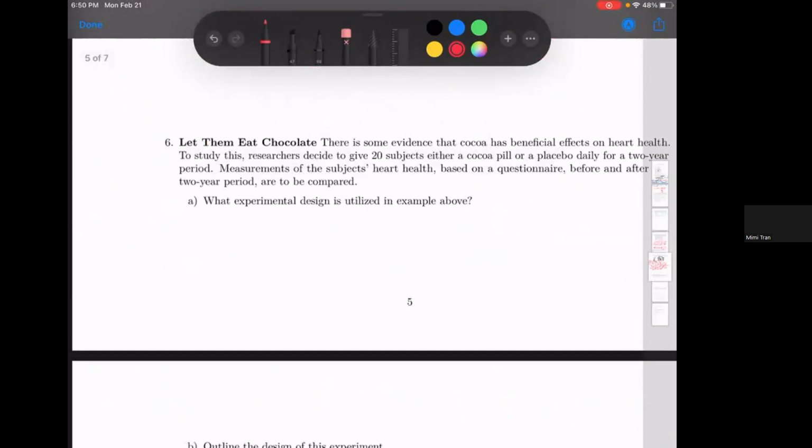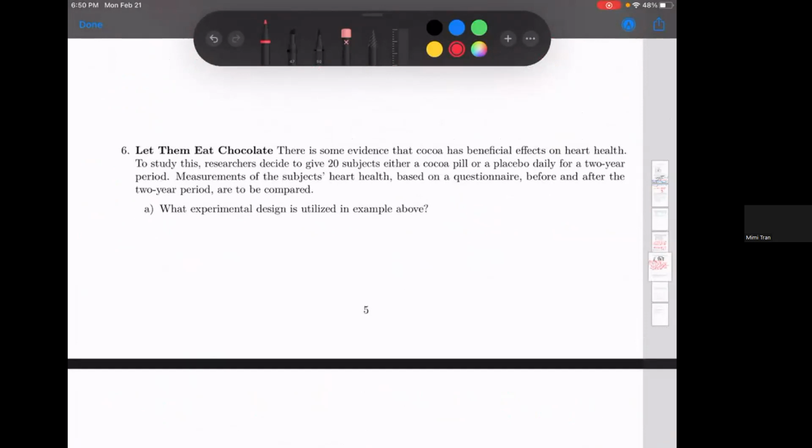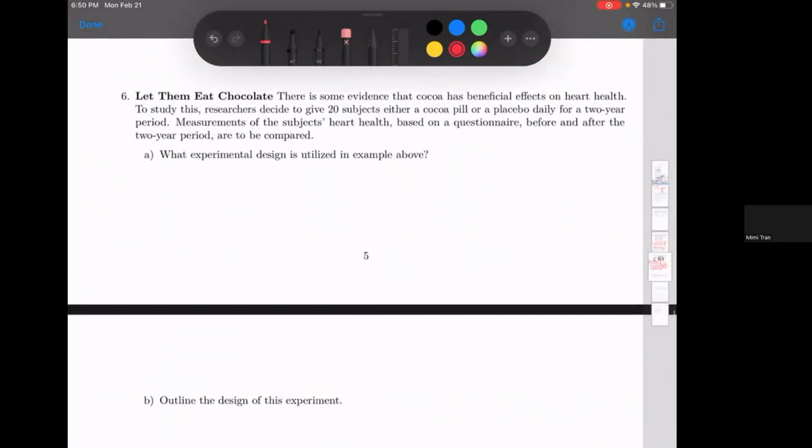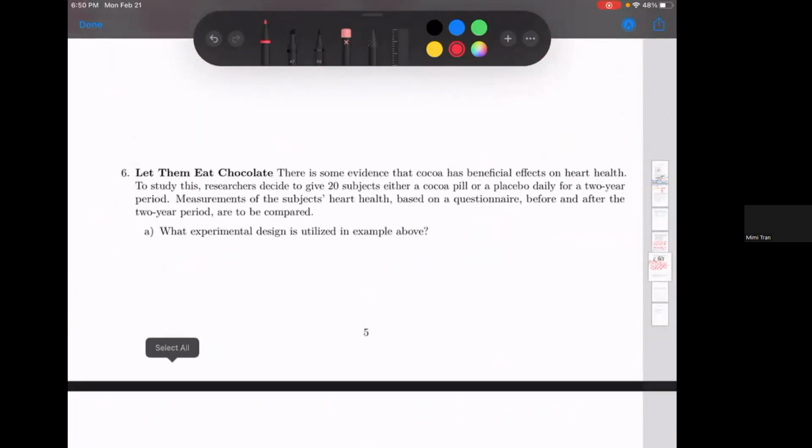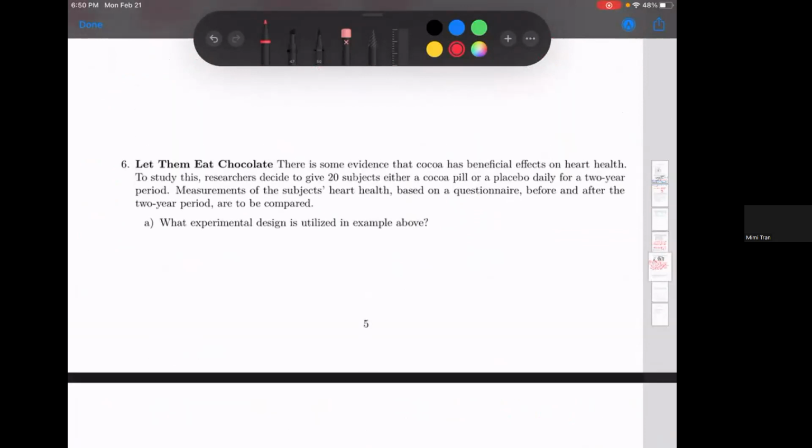All right, let them eat chocolate. You read that and tell me what kind of experiment this is. I'm not going to outline the design, but tell me what kind of experiment it is. Maybe we just answer Part A. Actually, put it in the chat privately to me. What experimental design? Well, we have three of them. A complete randomized design.